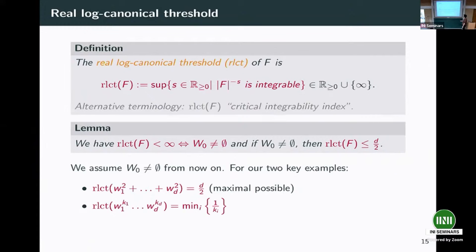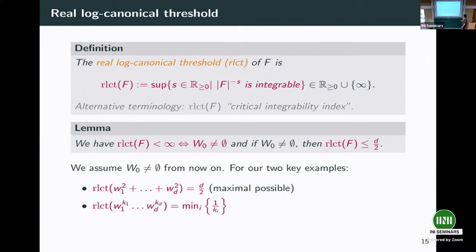The general version of this number lambda is the real log-canonical threshold, or RLCT. The real log-canonical threshold of f is defined as the supremum of those s such that the absolute value of f to the minus s is integrable. So a priori, it could be a positive real number, or it could be infinity. Depending on the literature, it's also sometimes called the critical integrability index in analysis. The term log-canonical threshold really comes from algebraic geometry.